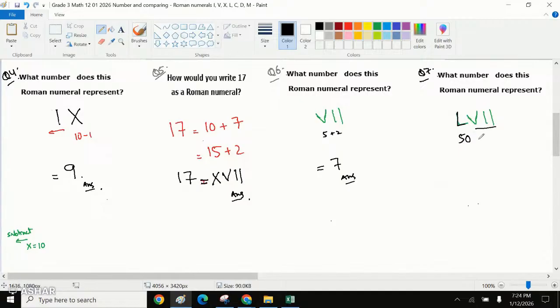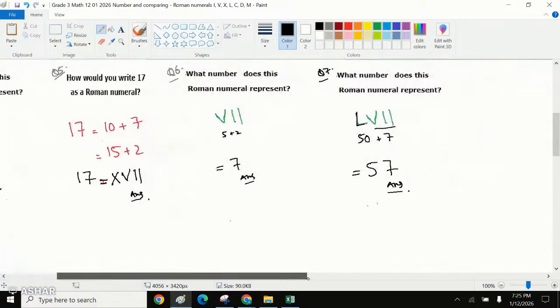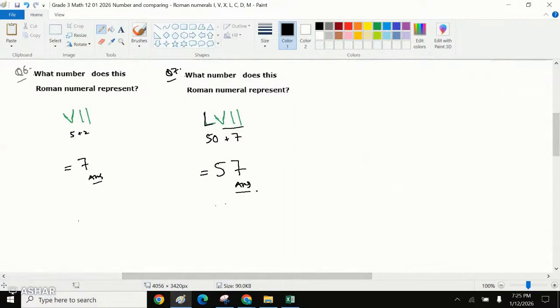So 550 plus 7, right? That would be equal to 57. Okay, no problem. We'll try one more question. We'll try another question and see what else can be done with this. I'm just keeping this 7 with me.